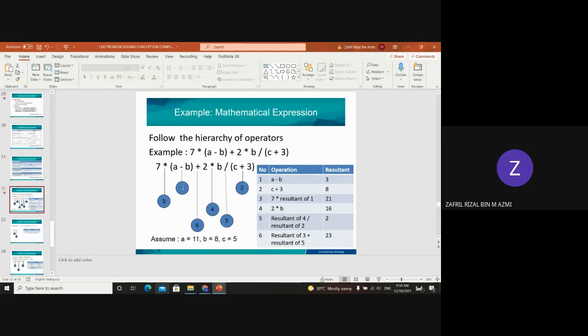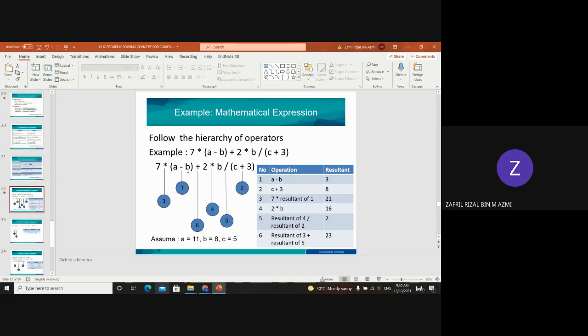So this is number 1. Put number 1. What is the operation? Number 1 operation is A minus B. What is the result? Then the second operation, C plus 3. What is the result? Next is number 3.